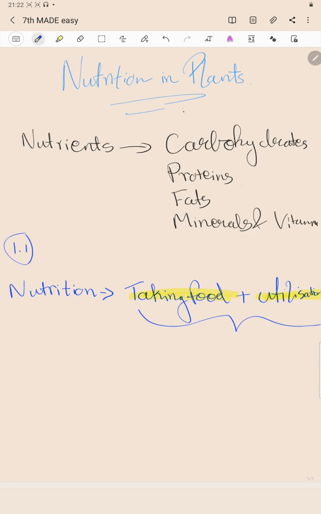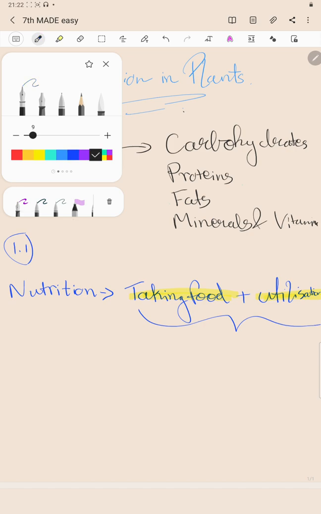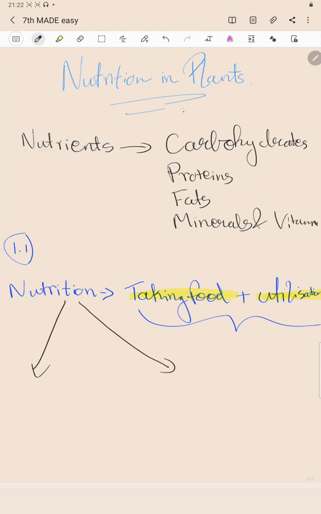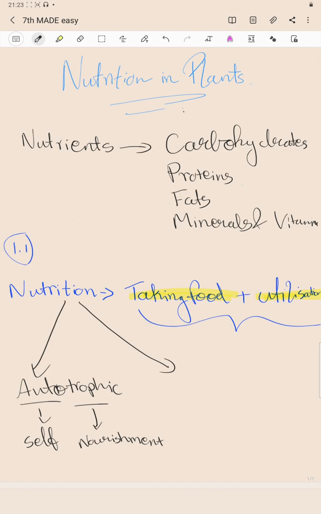According to the mode of nutrition, it can be classified into two. One is autotrophic nutrition. Now auto means self. Trophos or trophic means nourishment. So this means the organism is preparing food by itself and it's nourishing itself. That's what autotrophic means. And then the other part of the classification of nutrition is heterotrophic nutrition.